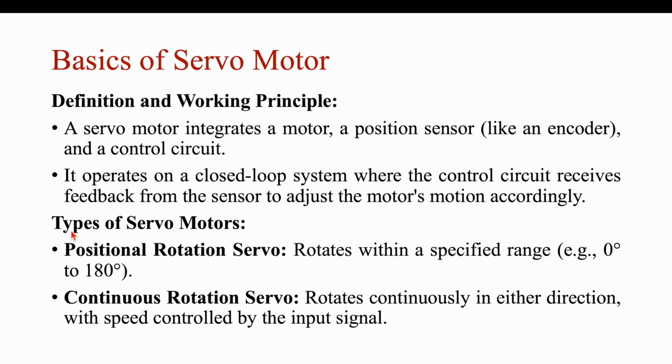motion accordingly. And what types of servo motors are there? The positional rotation servo, which rotates within a specified range like 0 degrees to 180 degrees. The second one is the continuous rotation servo, which rotates continuously in either direction, clockwise or counterclockwise. What you are basically doing is controlling the speed by the input signal. So in these two types of servo motors, we can either control the position in terms of degrees, or we can control the speed in terms of continuity, in either direction.